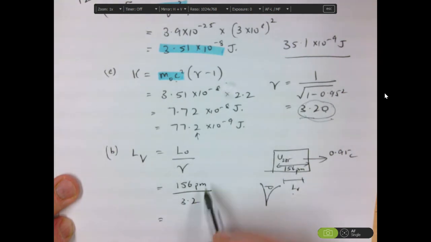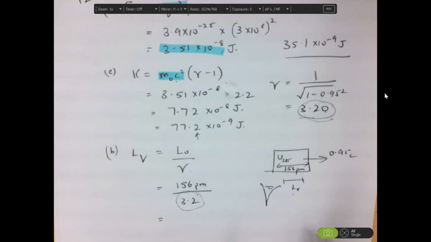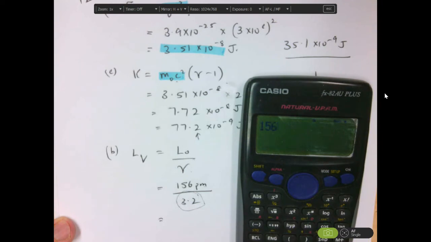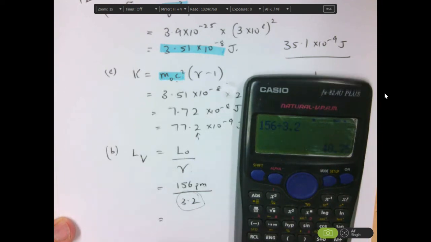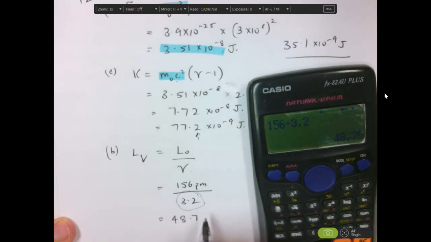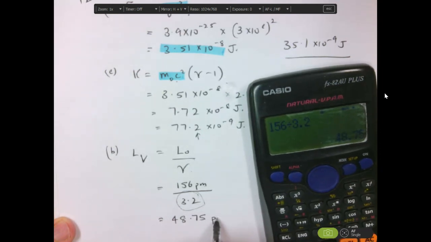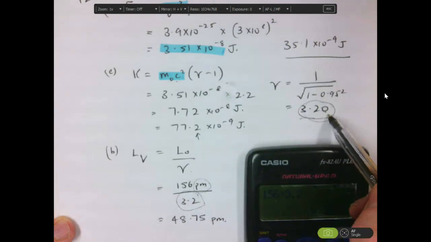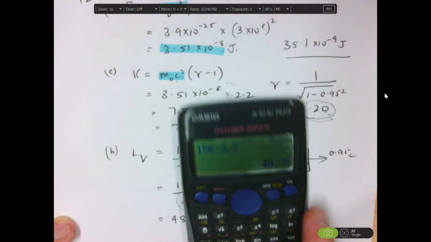Remembering, once again, I remind all the time, because we are using this formula as we found the gamma separately, we can use units up here because this is a ratio. And ratios do not change units, they respect units. So that's simply going to be 156 divided by 3.2. That will give us 48.75 picometers because the units are respected. Once again, because it's not exactly 3.2 here, the answer might have no 5 there at the end.